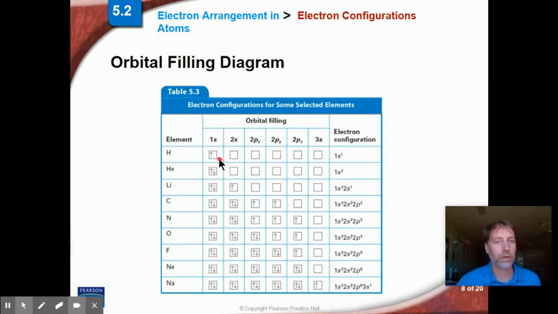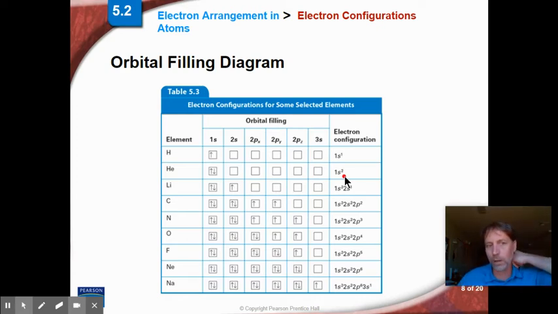It fills the 1s orbital. So the electron configuration is 1s2. It says that the electrons are in the first energy level in s orbital, and there are 2 electrons there. That's what that stands for. Now let's continue on our path here.